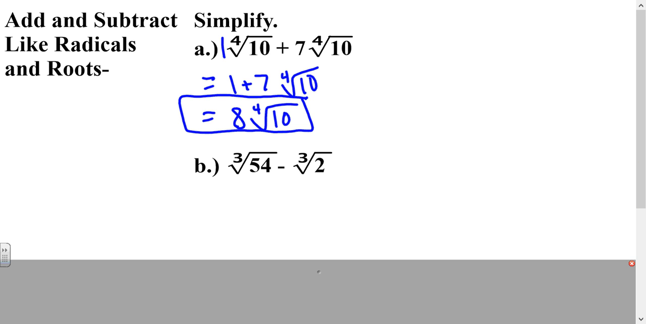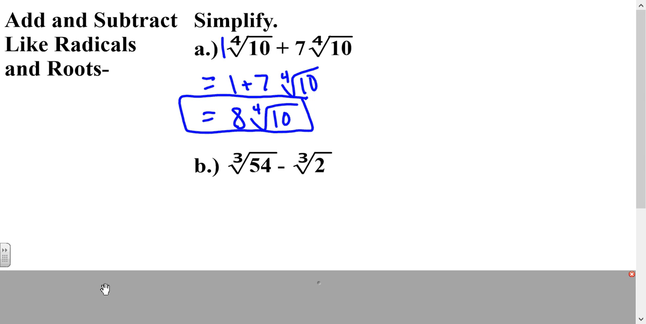Okay, for our next example, we have the cube root of 54 minus the cube root of 2. Now this is a problem because we have the same root, but we don't have the same number underneath the radical. So what we have to do is simplify this. Now, you might want to make a list so that you have it handy of your perfect squares or perfect cubes or perfect fourth powers or perfect fifth powers. That way you can break these down a little easier. So I'm just going to make a list over to the side here of our perfect cubes.